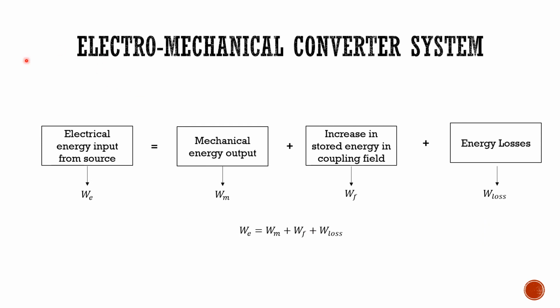So this is another way to see the electromechanical conversion system. It is basically the same equation that we have in the last sheet. So we have electrical energy input from source, and this is called WE. We have mechanical energy output, and it's called WM. We have stored energy in coupling field, which is called WF. And finally, we have energy losses, which are called W. It can be called WL or W loss, like we have it right here.